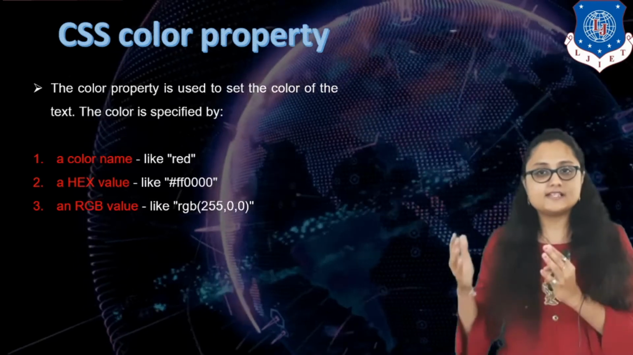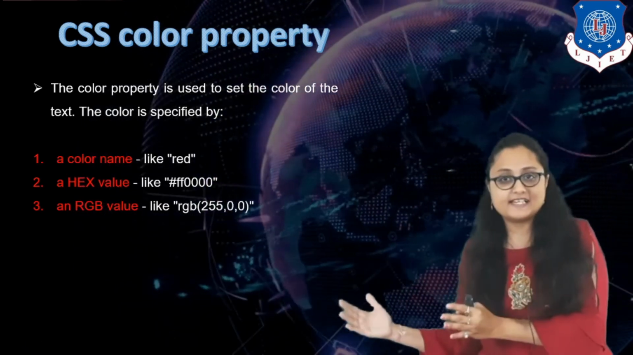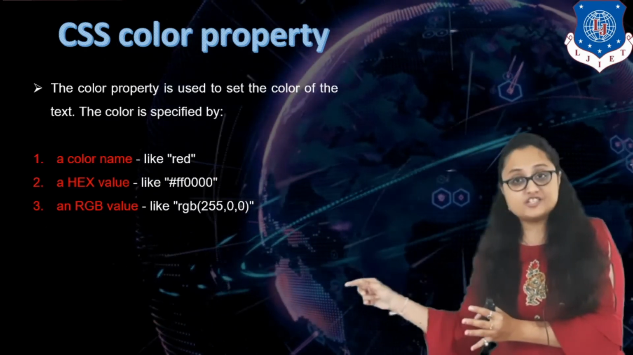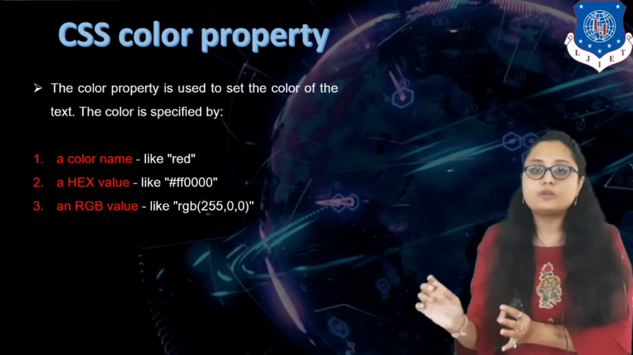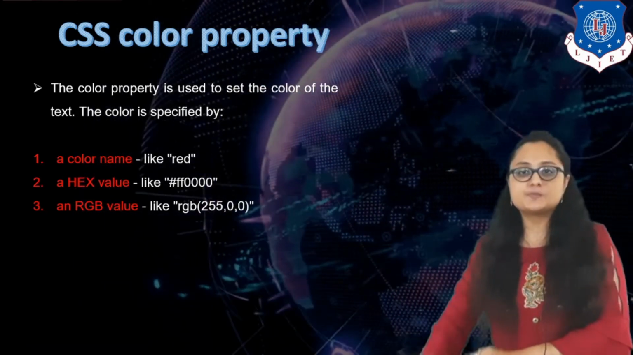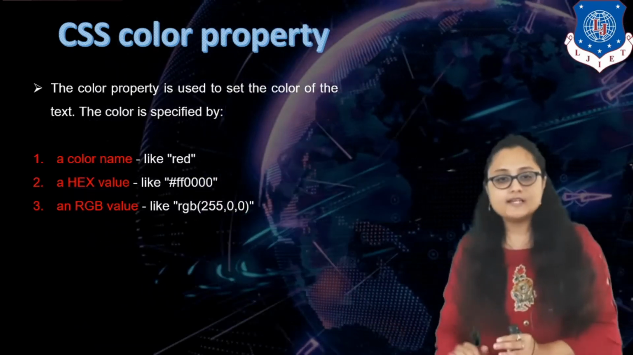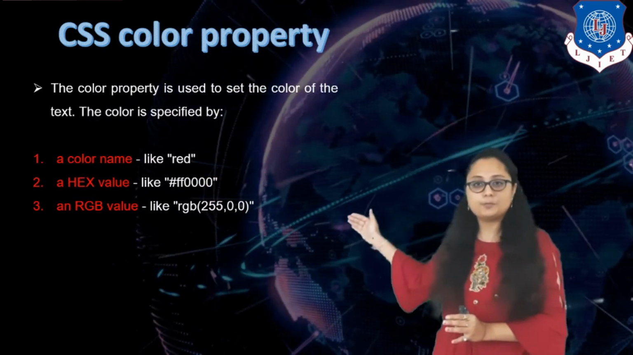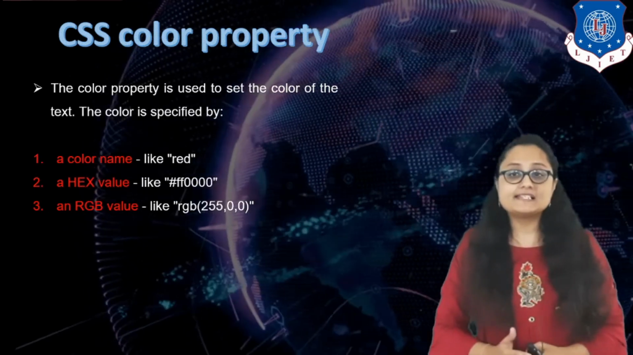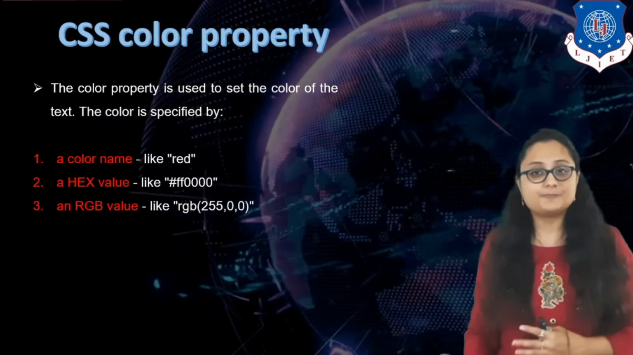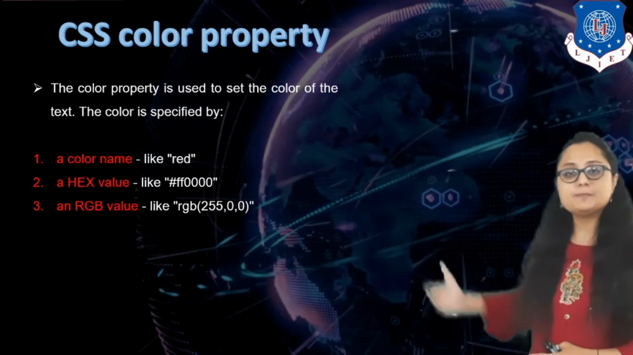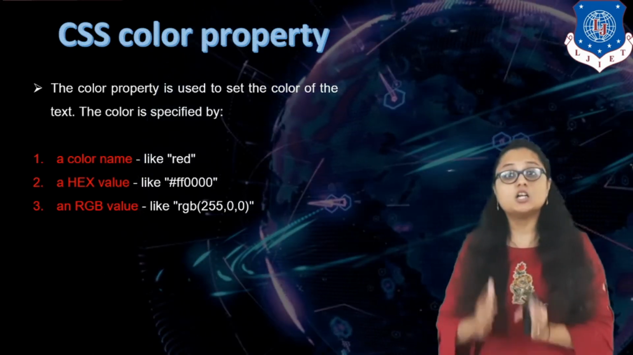For example, there are 140 color names which are accepted for the color property value. You have to specify exactly the spelling of that color inside your property value. Then only your text will be displayed in that particular color. For example, if you are specifying the property value as red, then the spelling should be exact, R-E-D. If you write any other spelling, it will not understand what you are trying to say, right? So the first method in which you can set color is color name.